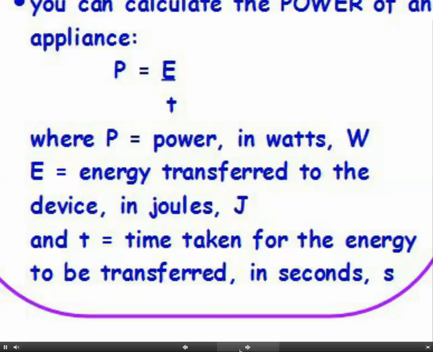So the equation is P equals E over T, where P is power in watts. Be careful, in watts. E is energy transferred to the device in joules, not kilojoules, joules. And T is the time taken for the energy to be transferred in seconds, not minutes.